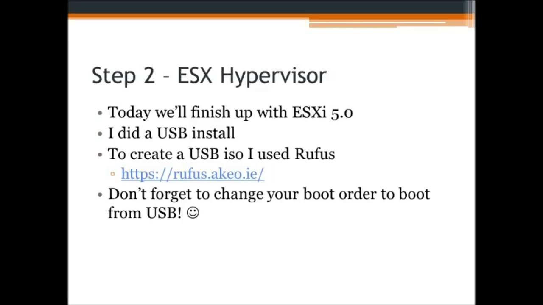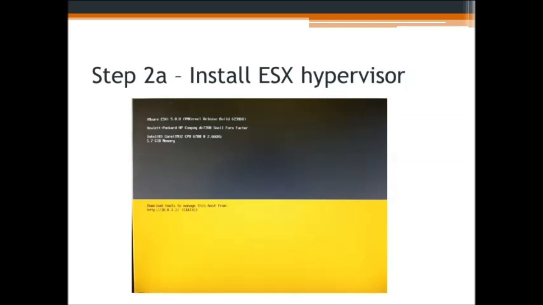I also did a USB install. So to get my ISOs on my USB, I used a tool called Rufus. And there's the link. And then of course you got to change your boot order to make sure you boot from USB. The install for ESXi is very straightforward. Once you're booting up on the USB, it really does a nice job of straight up installing. There's not a whole lot of options that you have to pick. And when you get there, you get a screen that looks something like this.